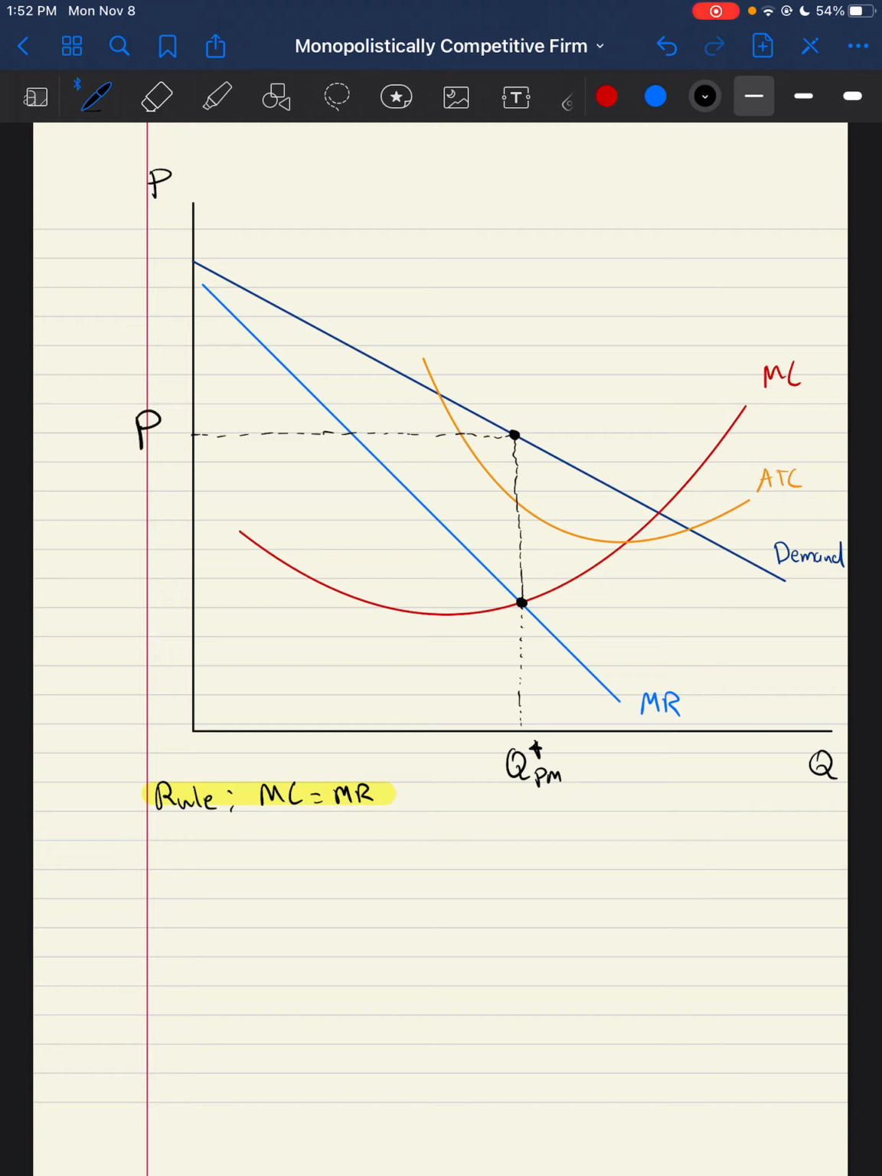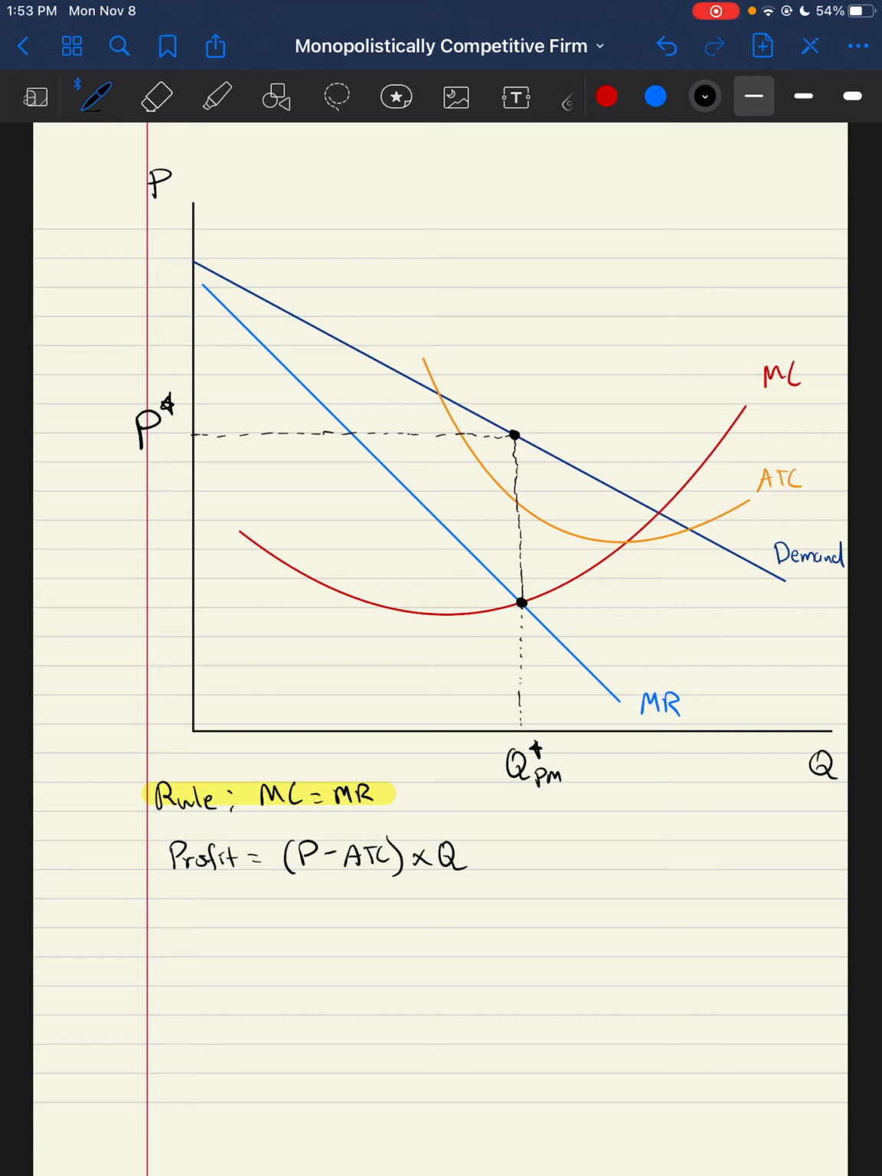So I'm going to write P here on the y-axis. This is going to be our P star. Well, what do we know about profit? Our profit is equal to our total revenue minus our total cost, just like we had in the last video. And if you watched the last video, we came to the conclusion that our profit is just P minus the ATC times the quantity.